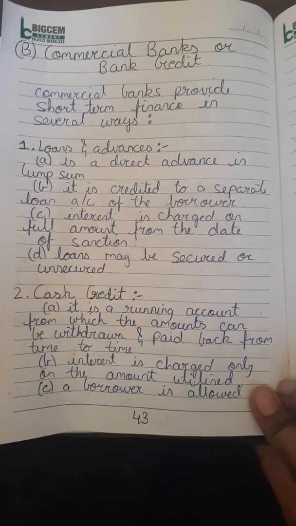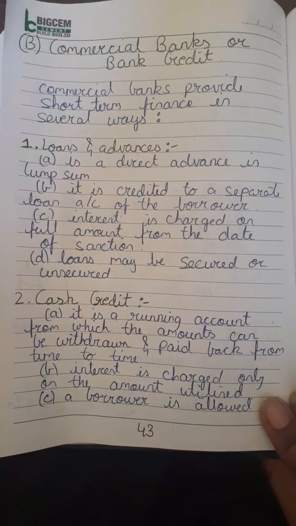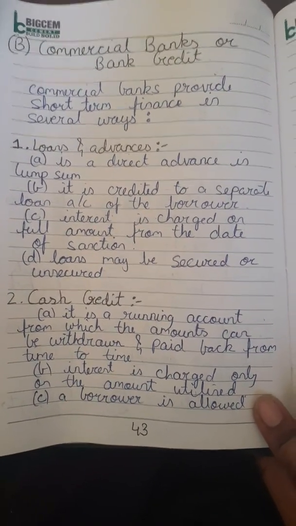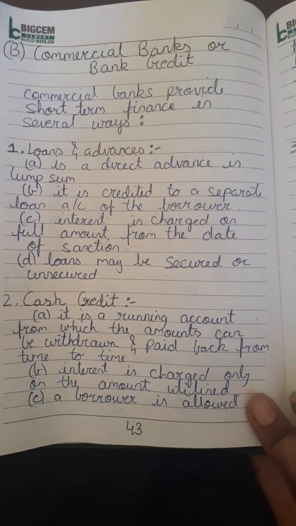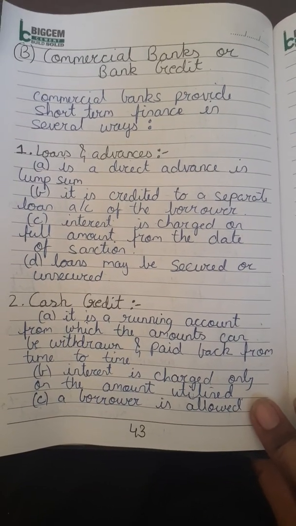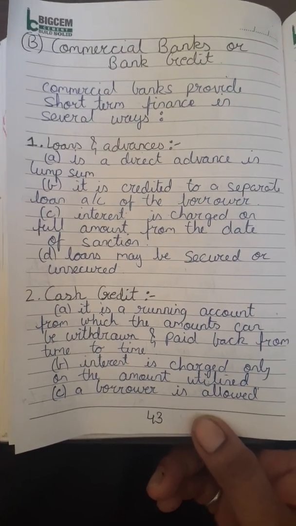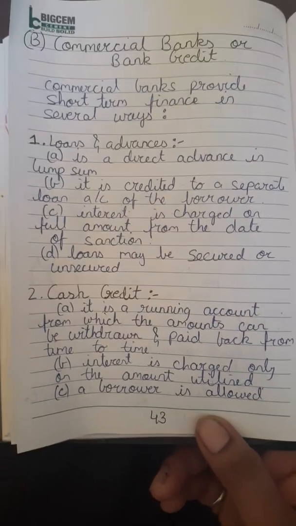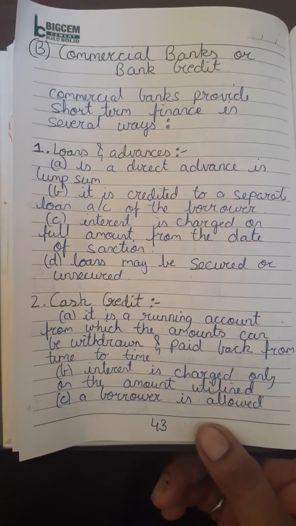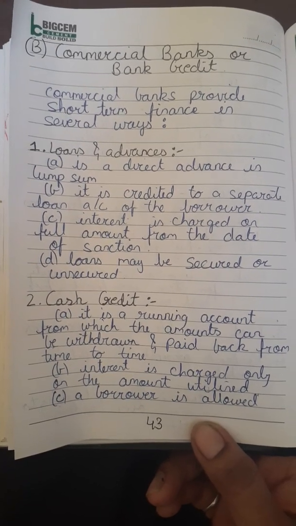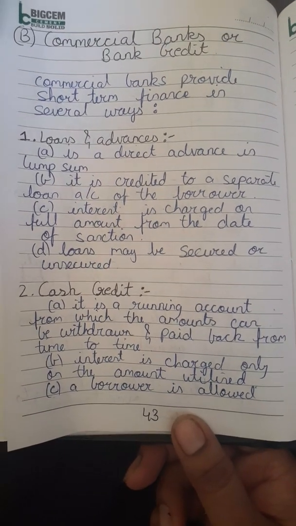The second source of finance is commercial banks, also called bank credit. Commercial banks provide short-term finance in various ways. First is loans and advances. A lump sum amount is credited to a separate loan account which is in the name of the borrower. Interest is charged on the full amount from the date of sanction, and loans are generally secured or unsecured.